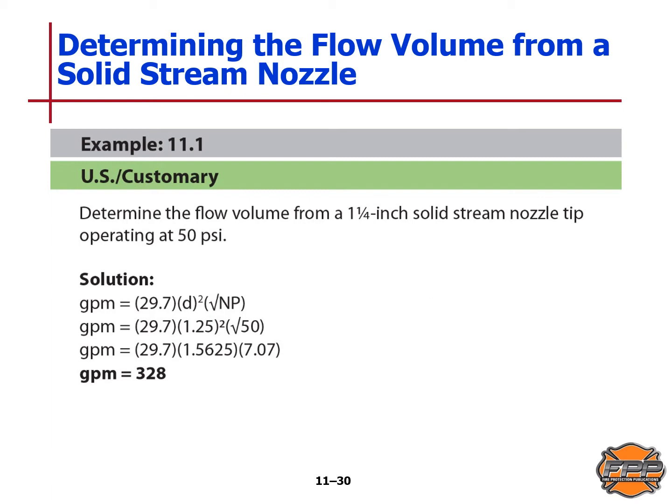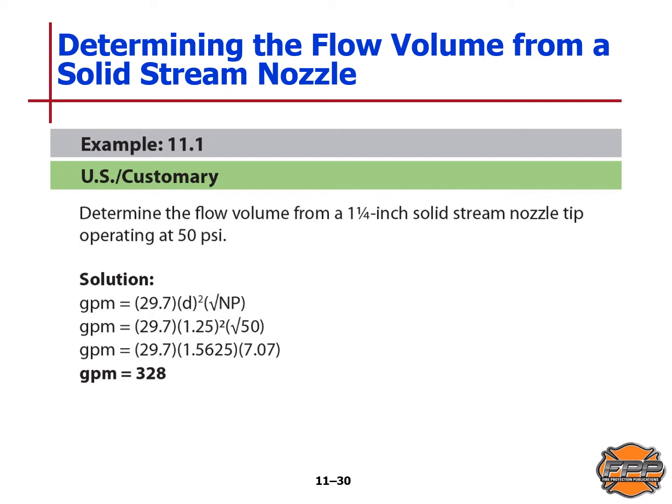In your example, it says determine the flow volume from a 1 1/4 inch solid stream nozzle tip operating at 50 psi. If you look under solution, the first line is your formula again: gallons per minute equals 29.7, which is your constant, times diameter of the nozzle tip squared times the square root of NP, which is your nozzle pressure. Gallons per minute equals 29.7 times 1.25, because it's 1 1/4 inch, squared, times the square root of 50, because your nozzle pressure is 50 psi.